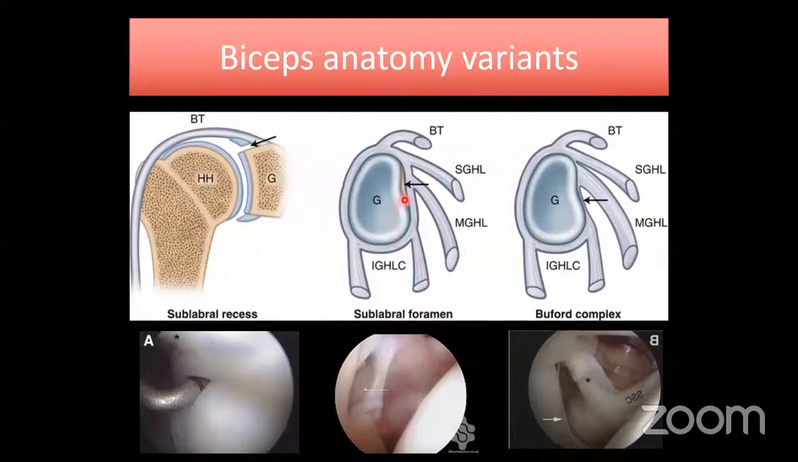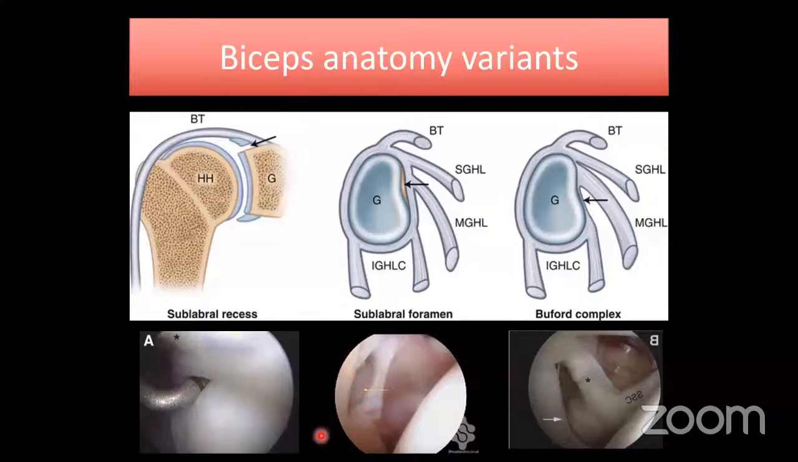So a sublabral foramen, if you look at the diagram, is an interval or a space that is created between the glenoid margin and the anterior labrum. Here you can see the arthroscopic picture. You can see that there is a space between the glenoid on the left, and this is the labrum.